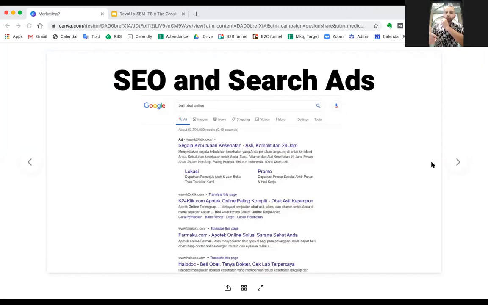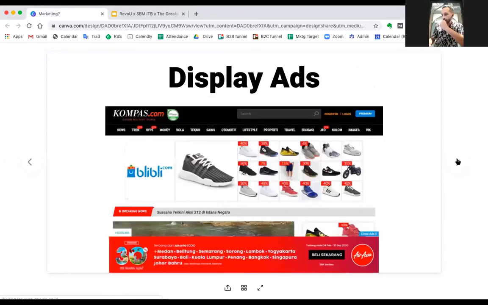Okay. So this is how search works. People search keywords, and we try to make sure that our content comes up as high as possible. And if we need immediate results, we can advertise and make sure that our content is #1 for those keywords. Okay, so that's a quick introduction of SEO and search ads. Next slide. Now we move to display ads.